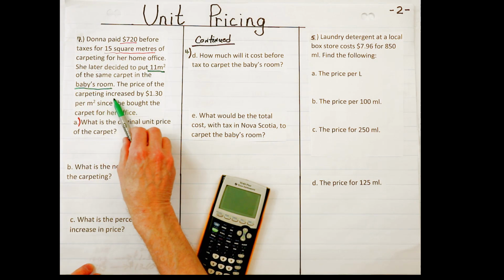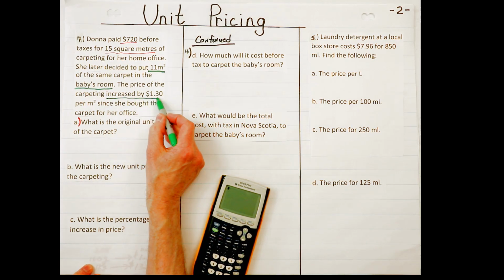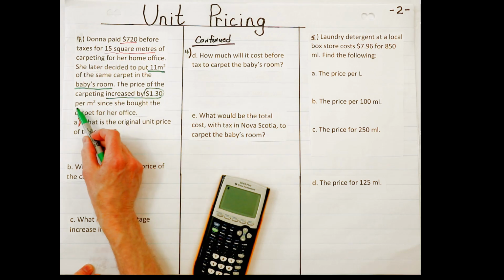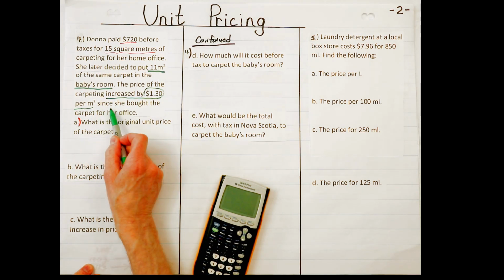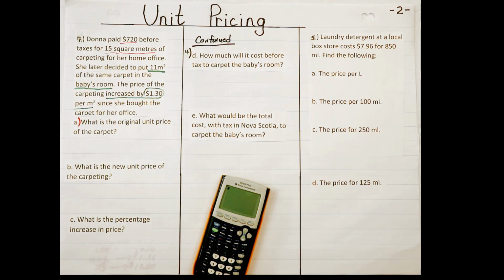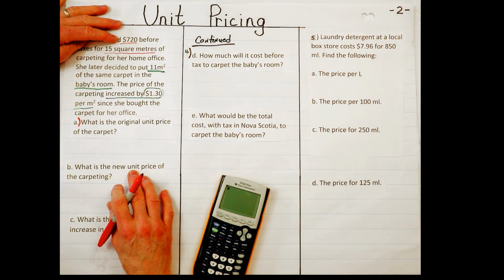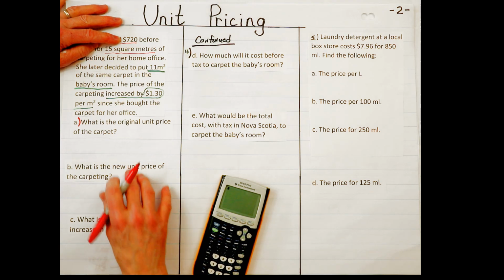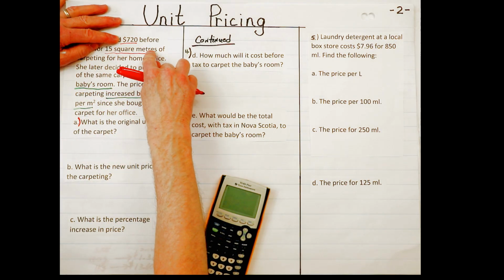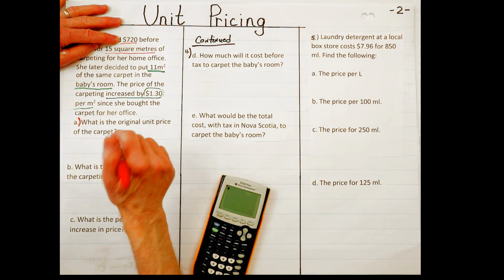The price of the carpeting increased by $1.30 per square meter since she bought the carpet for her office. What is the original unit price of the carpet? Okay, so what we have here is $720.15 square meters. So that would be the original price.